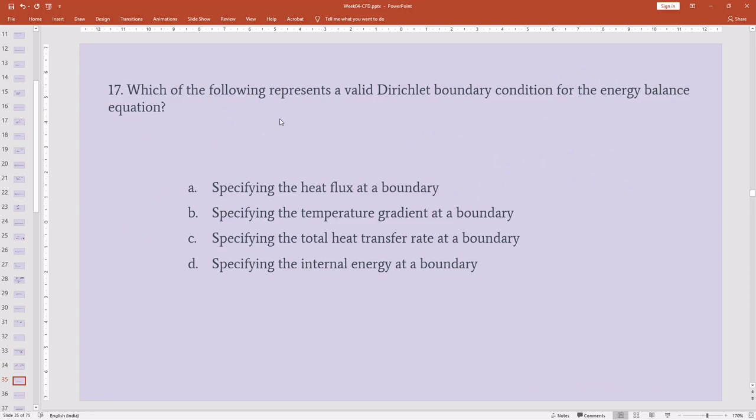Which of the following represents a valid Dirichlet boundary condition for the energy balance equation? Option A, specifying the heat flux at a boundary. Second one, specifying a temperature gradient at the boundary.